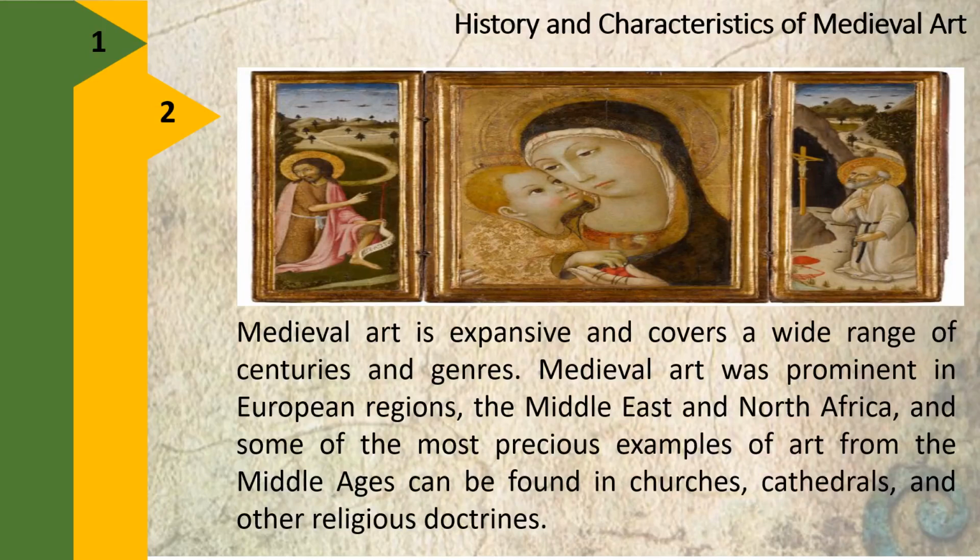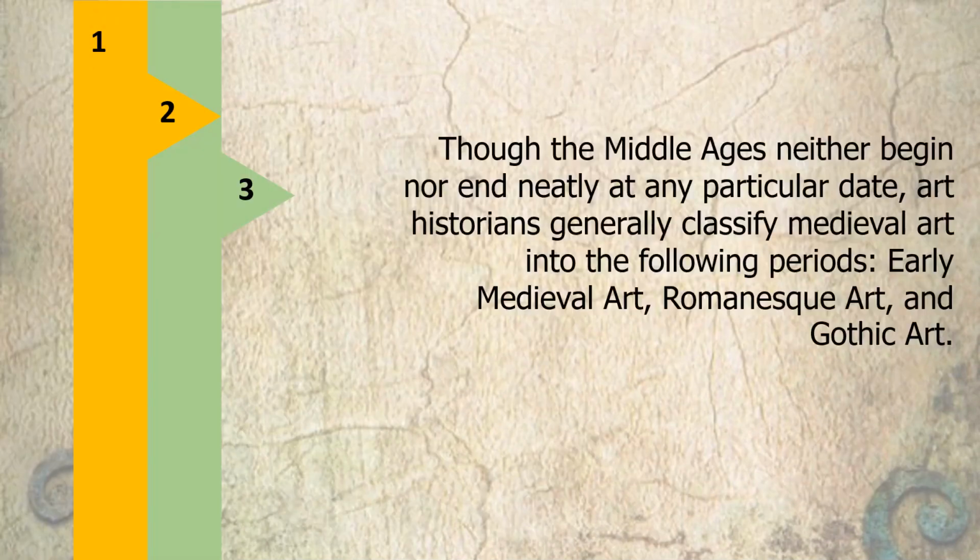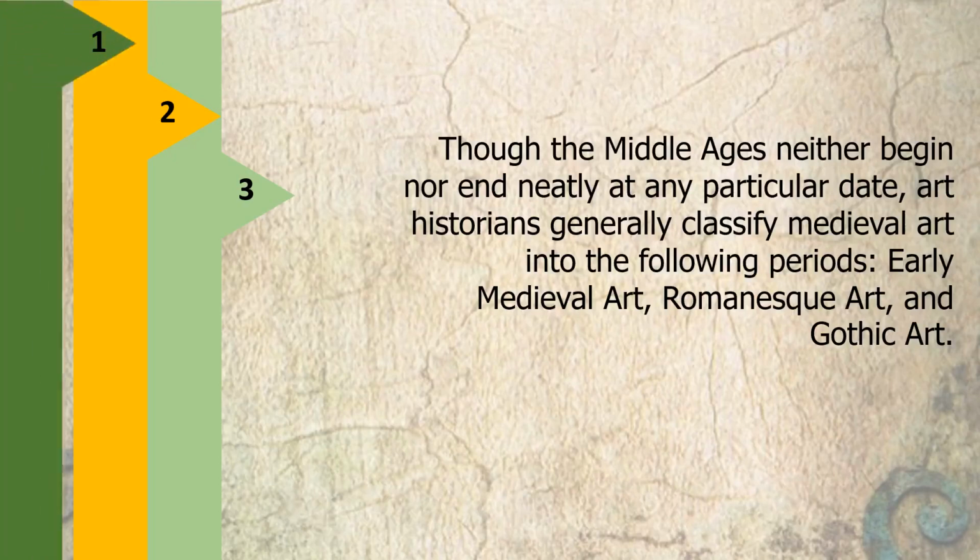Valuable materials used were gold for objects in churches, personal jewelry, backgrounds for mosaics, and applied as gold leaf in manuscripts. The Middle Ages neither begin nor end neatly at any particular date. Art historians generally classify medieval art into the following periods: early medieval art, Romanesque art, and Gothic art.